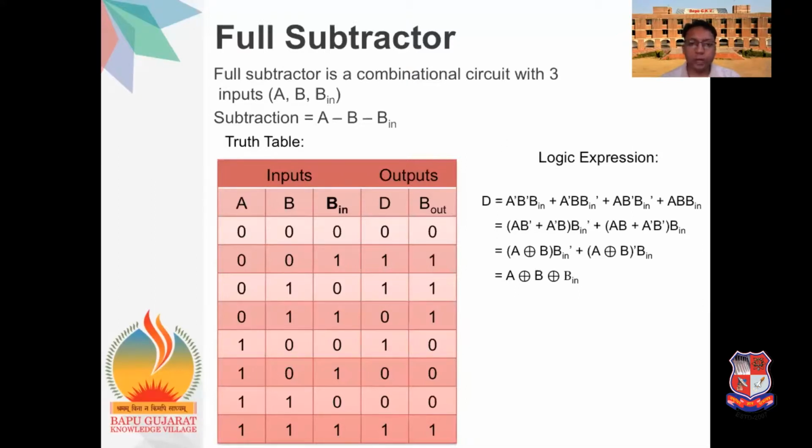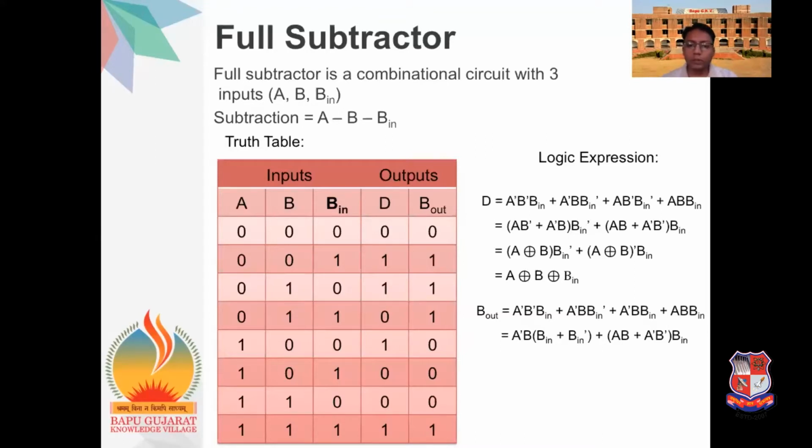Now let's find out the logical expressions for the borrow out. In the borrow out column, there are 4 ones. For all 4 ones, write down the terms. For the first one, the term is A dash B dash B in. The second one, the term is A dash B B in dash. The third one, the term is A dash B B in. And the last one is A B B in. By simplifying these Boolean equations, we get A dash B into B in plus B in dash, plus AB plus A dash B dash into B in.